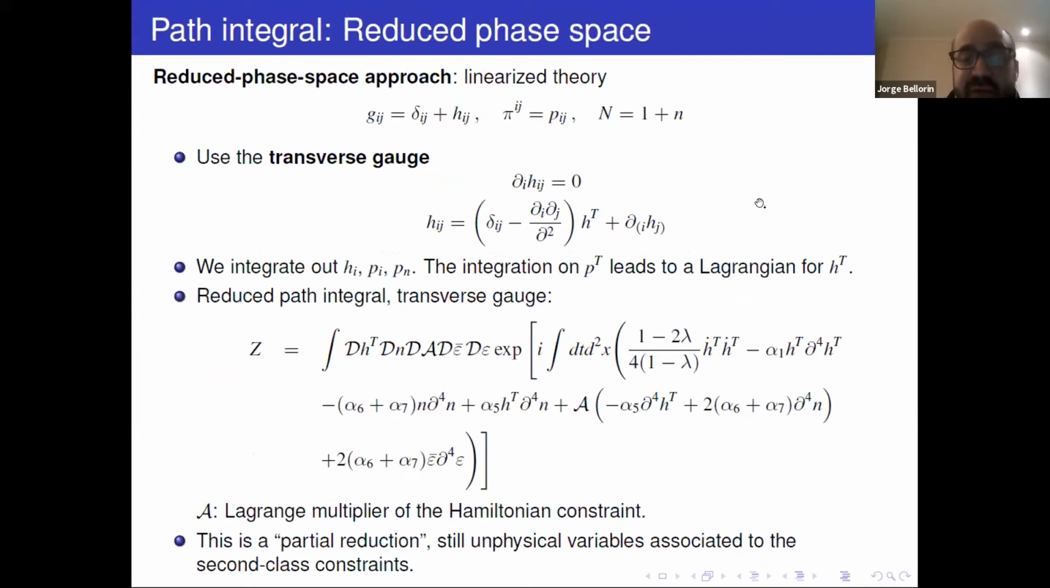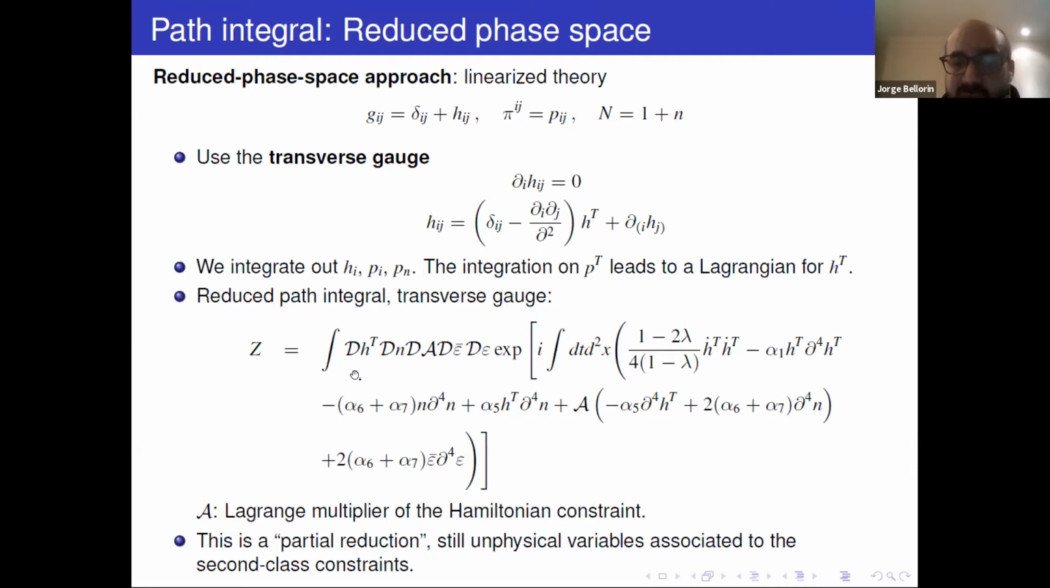We first focus the quantization using the reduced technique, which means integrating out as many of the variables as you can using a simple gauge, like for example, the transverse gauge. This is very easy to work with. And at the end, we end up with these variables. These last three variables are associated to the measure of the second-class constraint. And the rest of the variables, like this first one associated to the gauge symmetry, and these two momenta, can be integrated without difficulty in the path integral.